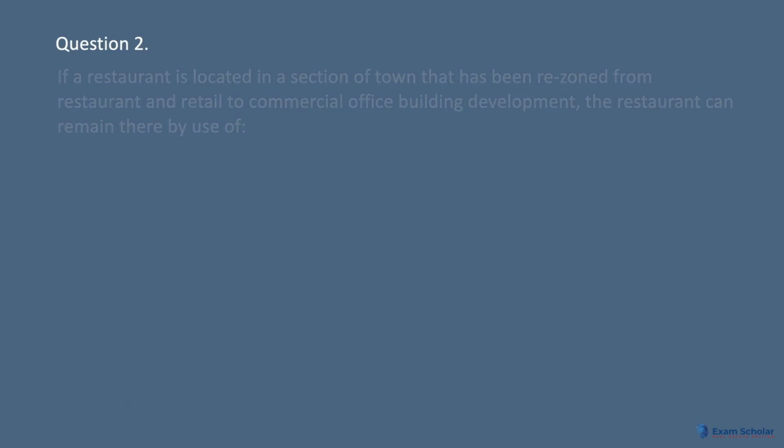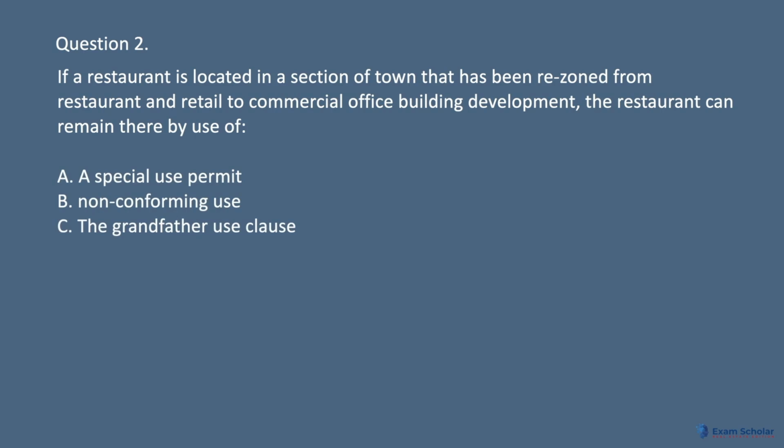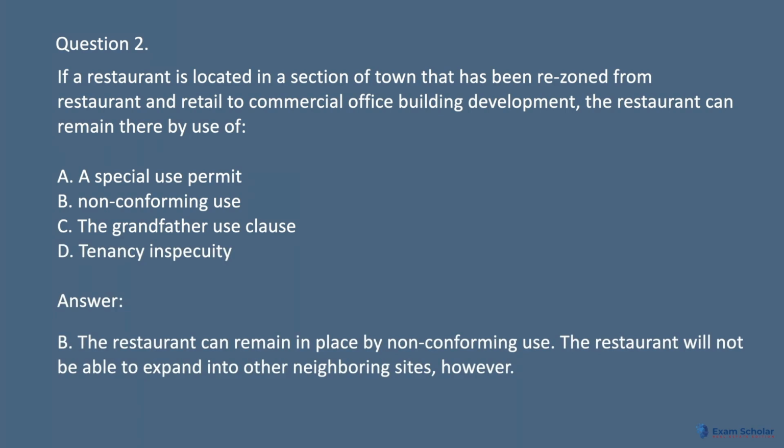Question 2. If a restaurant is located in a section of town that has been rezoned from restaurant and retail to commercial office building development, the restaurant can remain there by use of A. A special use permit. B. Nonconforming use. C. The grandfather use clause. D. Tenancy in specuity. Answer B. The restaurant can remain in place by nonconforming use. The restaurant will not be able to expand into other neighboring sites, however.